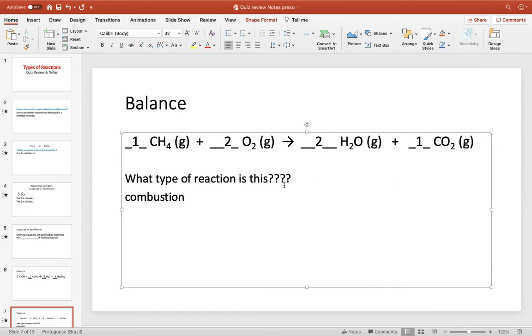What type of reaction is this? Remember, we had to name the types of reactions. What type is this? Well, when there's only CO2 and H2O, it is a combustion reaction.